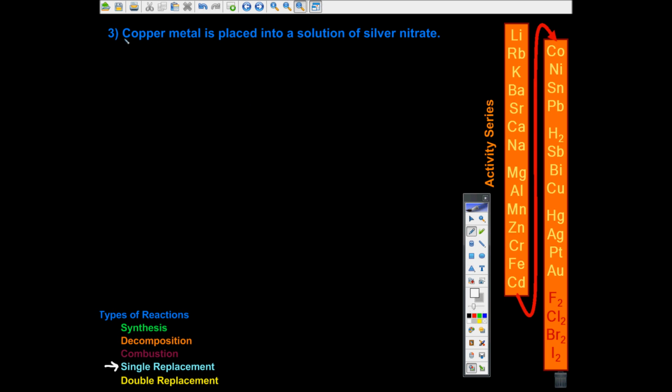Because here's your single metal, right there, there's your single guy, and it's placed into a solution of silver nitrate, that's a compound. So this copper metal is going to kick out the silver out of this compound. And the reason you know that is because copper is positive 2 when it's fully oxidized, and silver is positive 1. So the positive is going to replace a positive and bond with the negative. Now in order to do that, this nitrate right here must be more attracted to the copper than it is to the silver. And that's what our activity series is for.